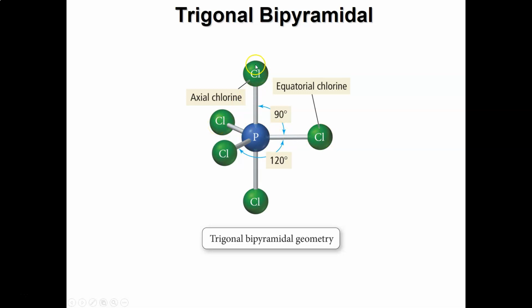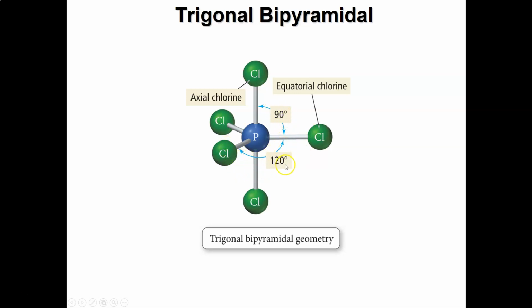So the ones on the top and the bottom we call axial, and the ones that are forming this middle triangle in here, this flat triangle area, we call those equatorial. Okay? The bond angle here between the axial and the equatorial is 90 degrees. And then between these equatorials ends up 120.